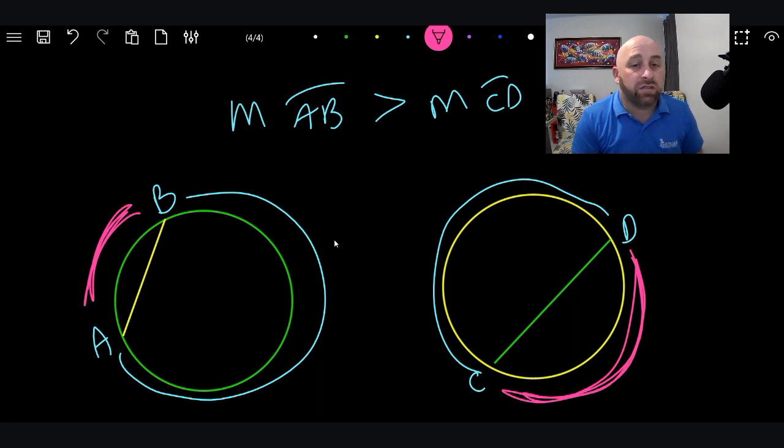Not always can you visually see it, because what if the chord is very, very close to the same size? What if one is 5 inches and one is 5.1 inches? Well, you're not really going to be able to see it with your eyes. You're going to have to just trust the inequality notation right there.